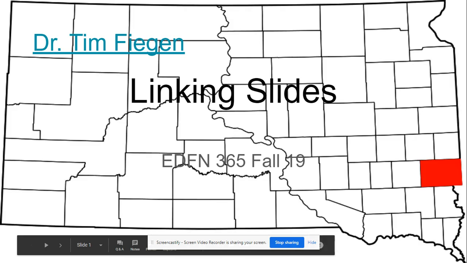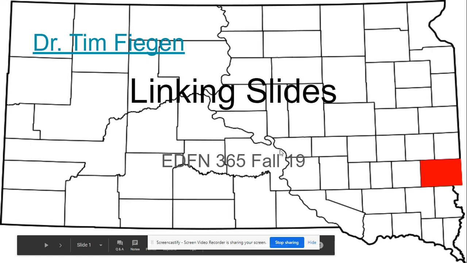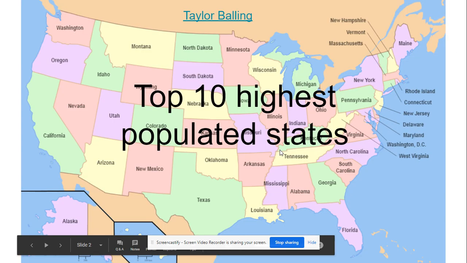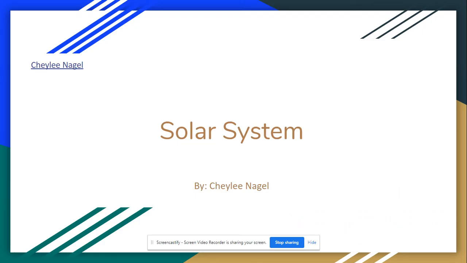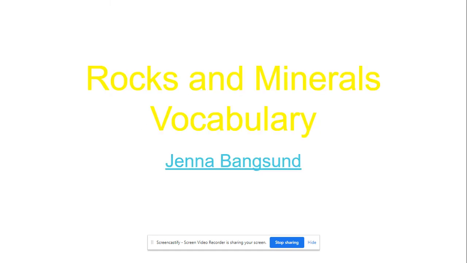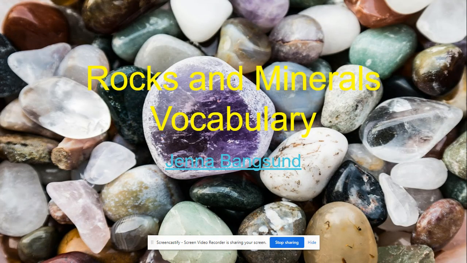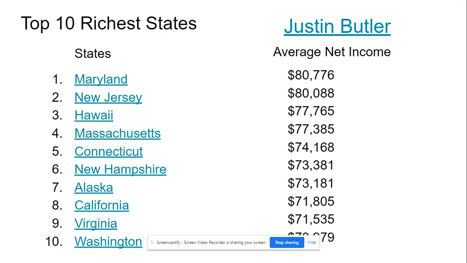Okay, here's the ones from last fall. Here's the 10 highest populated states. That seemed all right. Sentence structure. That might be all right. They're just giving some ideas. Solar system, Oregon cities by population, rocks and minerals vocabulary. So those are cool. These are all very useful things.